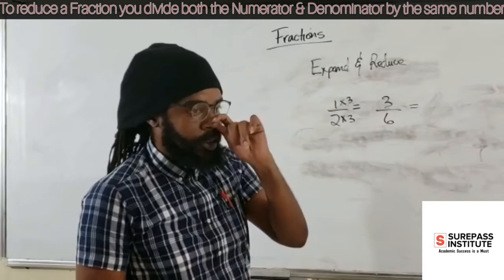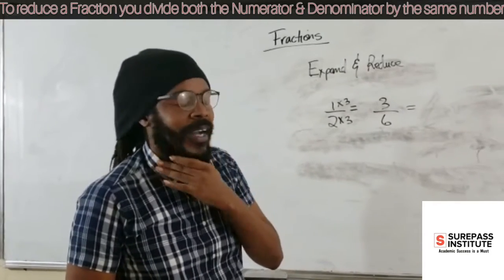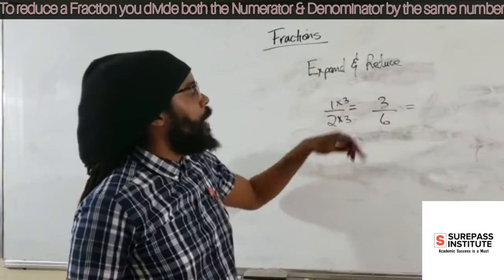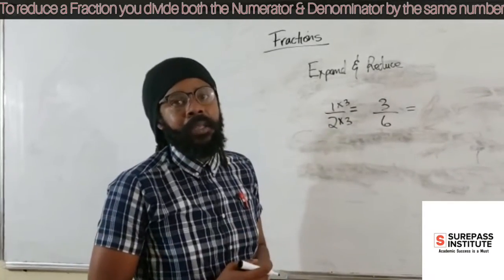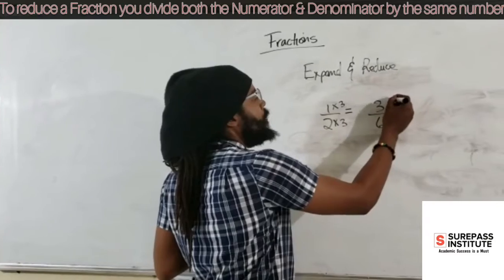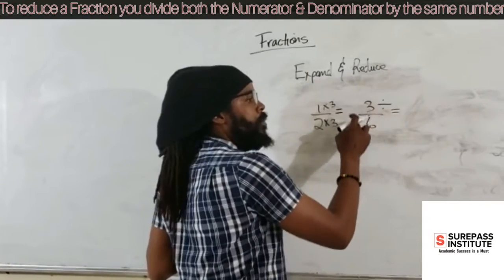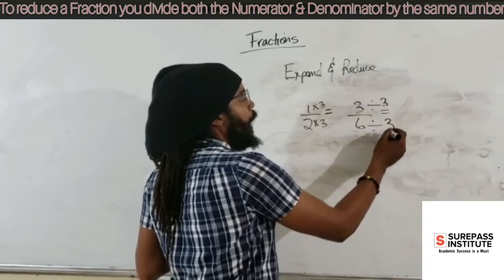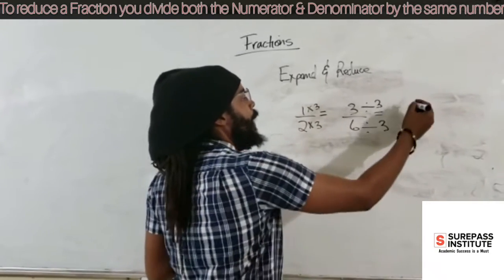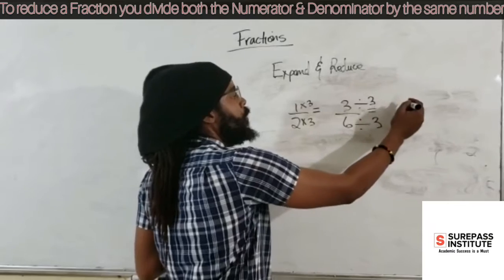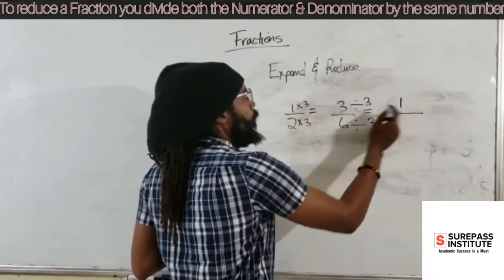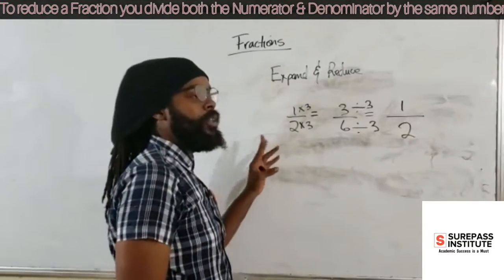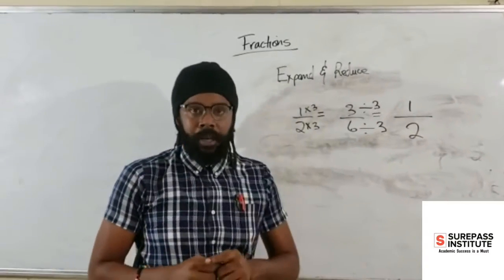Subsequent to that, the reduction of a fraction is the total opposite of the expansion. So instead of multiplying the numerator and the denominator by the same number, what we will do is just divide. So we divide both the numerator and the denominator by the same number. In this case, I will divide by 3 to get back my half. So 3 divided by 3 will give me 1, and 6 divided by 3 will give me 2. So I use these two fractions to explain the concept.